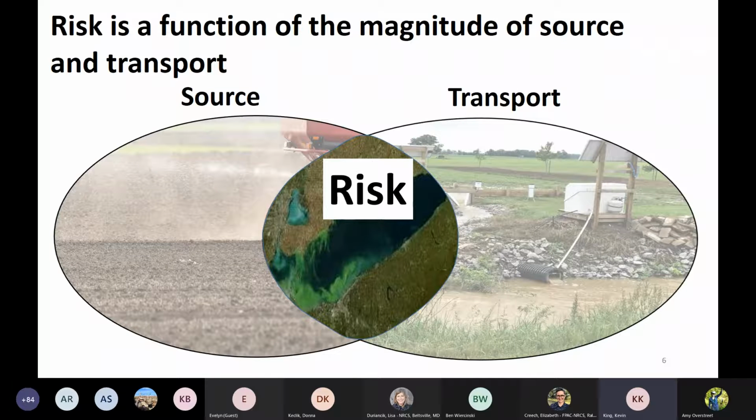Here I have used the algal bloom issue in the Western Lake Erie Basin to illustrate risk. However, you can pick your resource concern, whether nitrogen related, for example, the hypoxia zone in the Gulf of Mexico, sediment, or some other agrochemical, for example, pesticides in drinking water supplies. Regardless, the risk associated with any of these issues is proportional to the overlap or magnitude of the source and transport mechanisms.